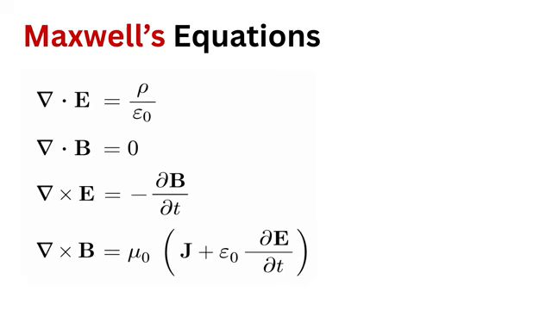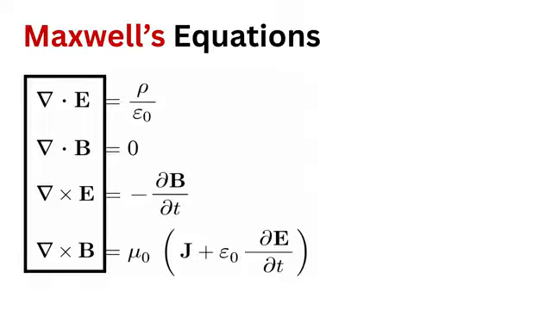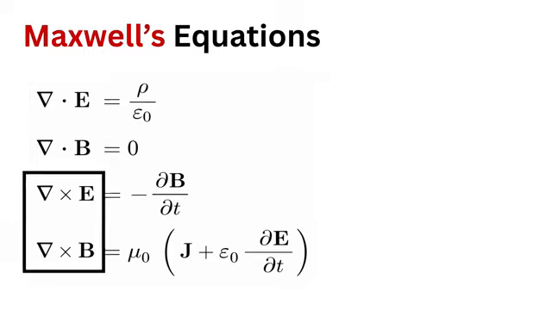All right, now that you understand vector fields, divergence, and curl, you can see here that Maxwell's equations are all about either the divergence of electric or magnetic fields or the curl of electric or magnetic fields.